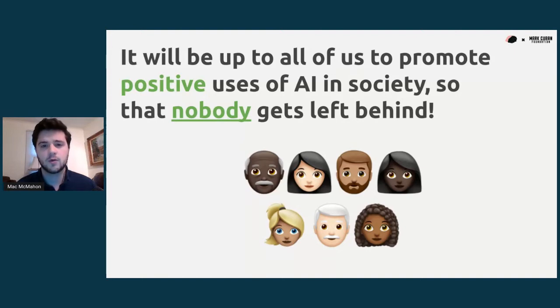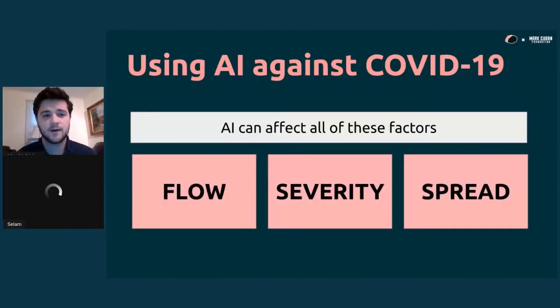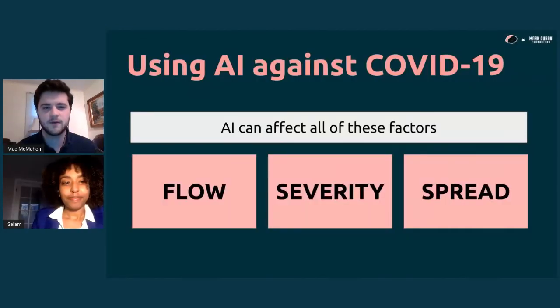And so now that we're a little bit more aware of how these technologies work, it's up to us, the AI experts, to promote the positive uses of AI in society, because using this, we know that we can make sure that everybody has a happier and healthier life and that no one gets left behind. And with that, I'm going to hand it back off to Salam to talk a little bit about COVID and AI.